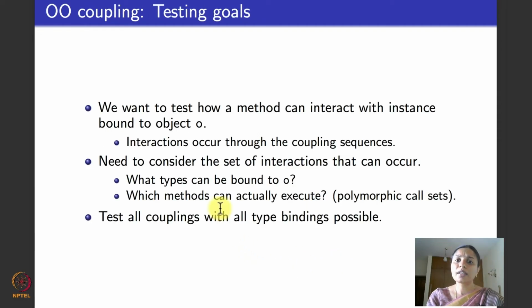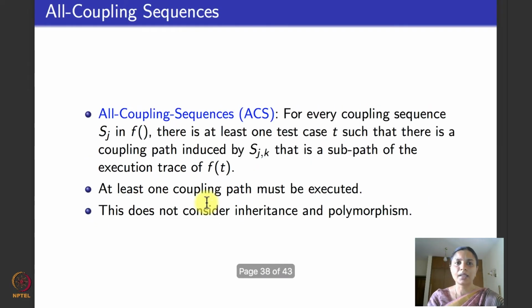And we need to consider the set of interactions that can occur: what are the types that can be bound to O, which are the methods that can actually execute in the presence of polymorphic call sets, and we have to test all couplings with all the type bindings. So we define 4 coverage criteria.